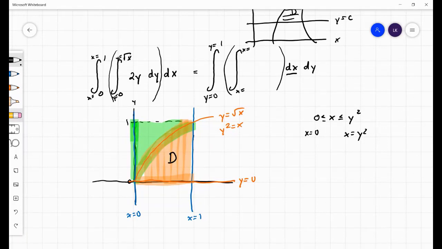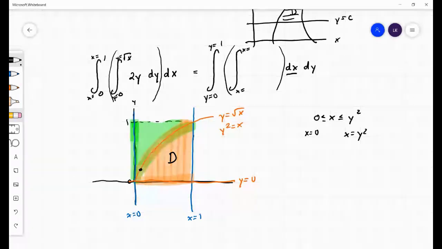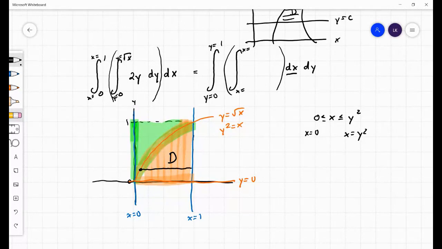And then draw horizontal lines, because when you're integrating with respect to x, x is changing. As you draw those horizontal lines, on which curve does x start? Yeah, thank you. Very good. So x starts on the curve where x equals y squared, and then it increases until it hits the vertical line where x equals 1. So very good.